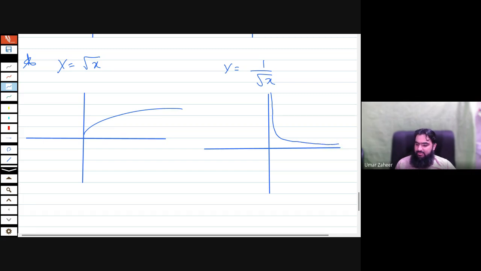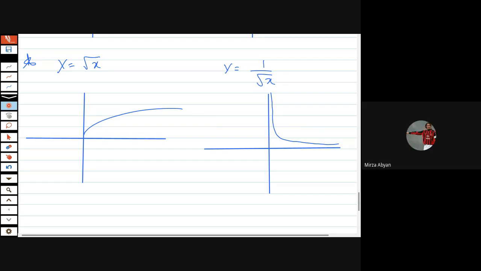Right? It is because you have 1 by x, you have the graph in the first quadrant and the third quadrant, but in 1 by square root of x, you have the graph only in the first quadrant. Yes, everyone. Any question up to here?